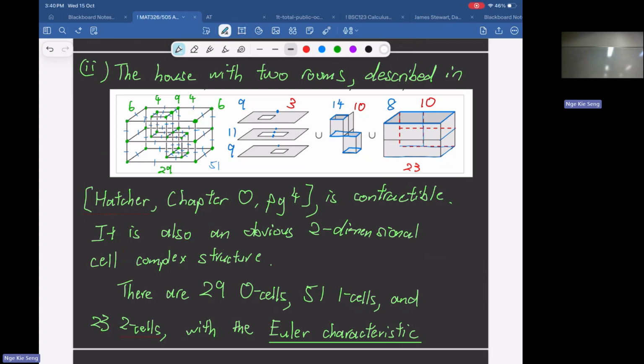The textbook makes some calculation. I try to show you how to compute this. So basically, there are 29 points here. And then if you count all the edges, it's like 51 of them. I already split up the 51, how to get them. And then also the faces, you need 23.